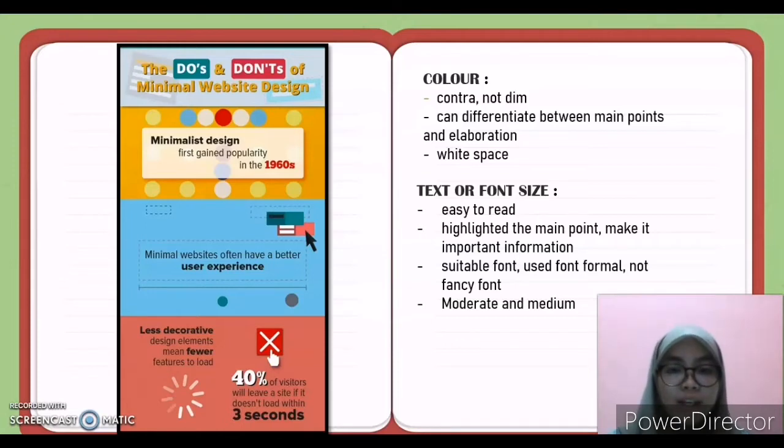For this infographic, the designer used contrast color, not a dim color, and they also use a different background color to differentiate between the main points and their elaboration. Other than that, it also highlighted the main point by bolding the word, which clearly shows that it is important information. This infographic also uses a suitable font which is formal and also simple to make it easy for readers to read. The font size of the infographic is also moderate and medium, not too big.